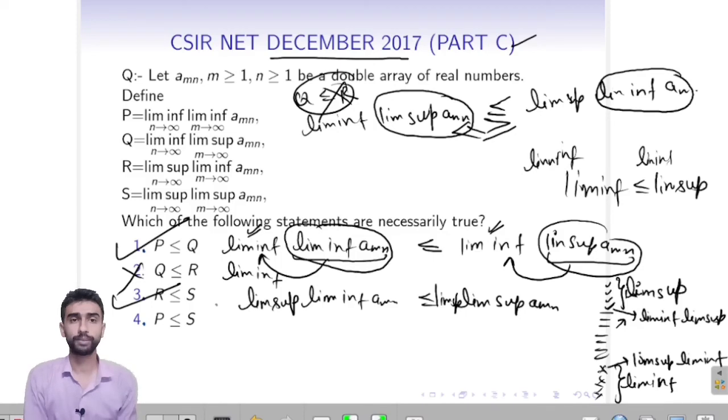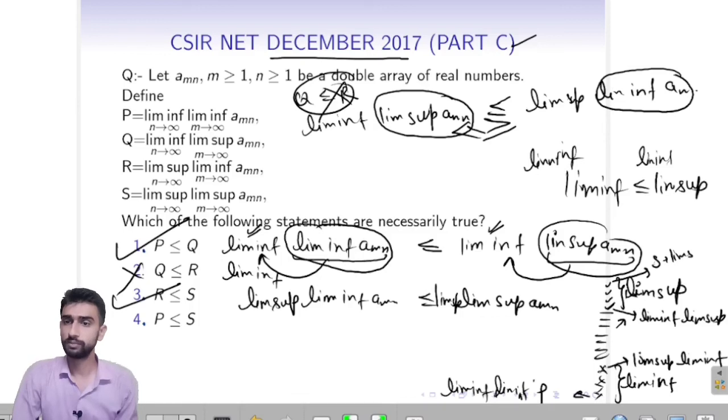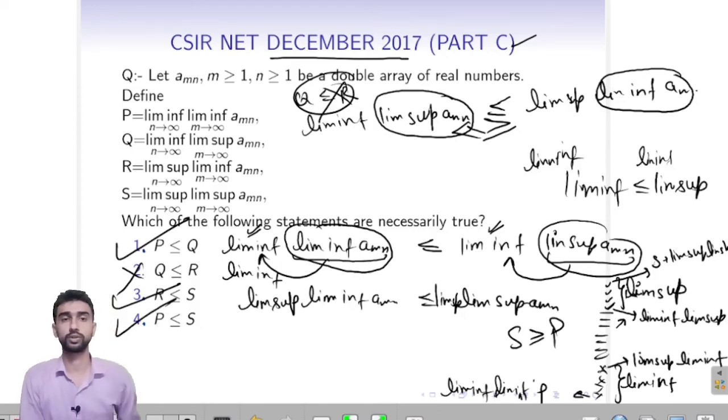Now about P and S. P is LimInf of LimInfs. So this thing is P, means LimInf of LimInfs. And S is LimSup of LimSups. All of these are LimSups and this is S, means this is the LimSup of all the LimSups. So you can say S is greater than or equal to P from here. So that's why option 4 is also correct.